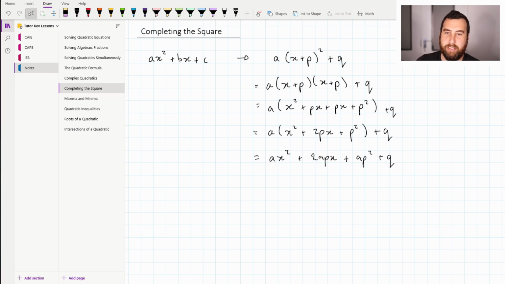Now this is where the sneaky method comes in, because we can now relate our original quadratic equation to this new form. So we see the a terms are the same. We see that this b term from our original quadratic is equal to this 2ap term, or coefficient for the x term in this expansion. And we can see that our constant c has to be equal to ap squared plus q. And this is why I call it the sneaky method, because we're basically overlaying our expanded form over our original form and then solving accordingly.